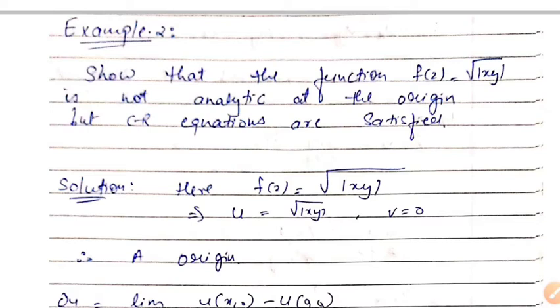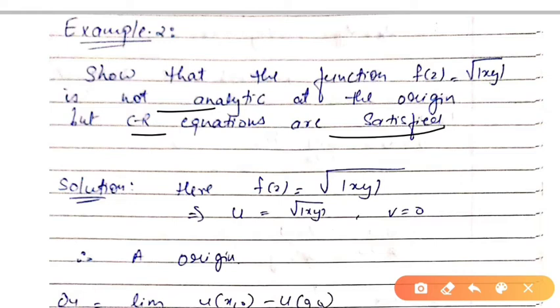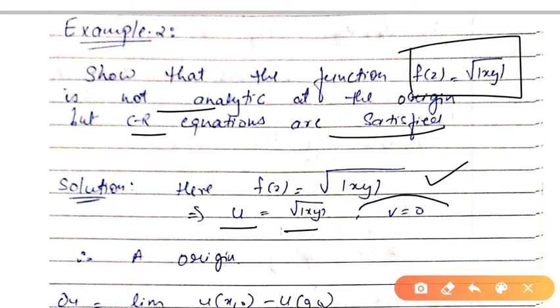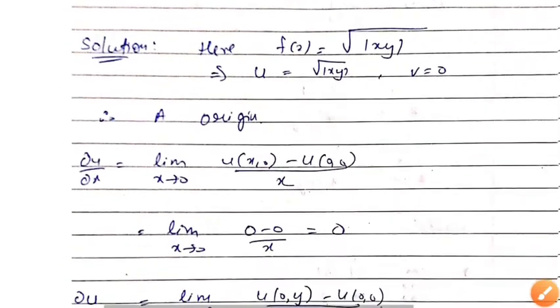Let us take one more example of the same type. See, the whole question is same. You have to show that it is not analytic but CR equations are satisfied. What is our function? Our function is f of z equal to under root of mod of xy. See, now from here you can see that here only the real part is given. That means only u is given. What is our u? Our u is under root of mod xy, and the imaginary part is 0, so v will be equal to 0. So your example turns out to be very easy now.